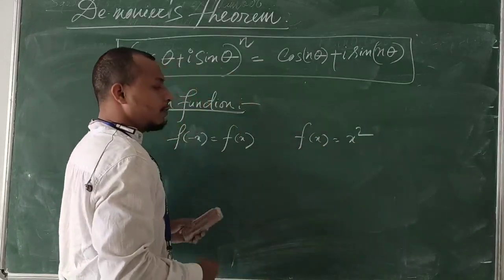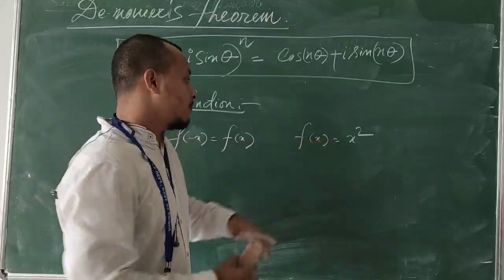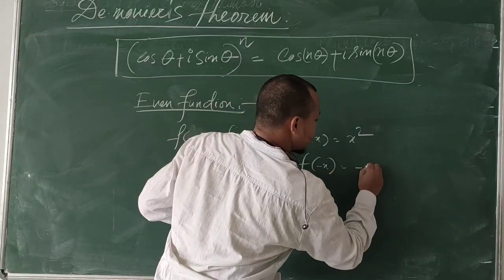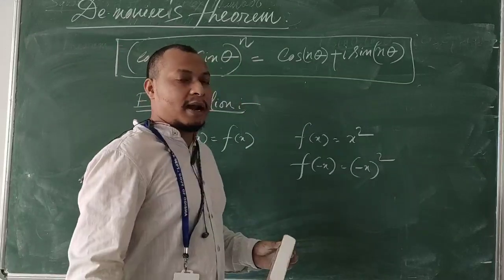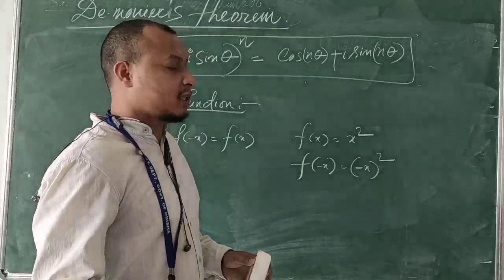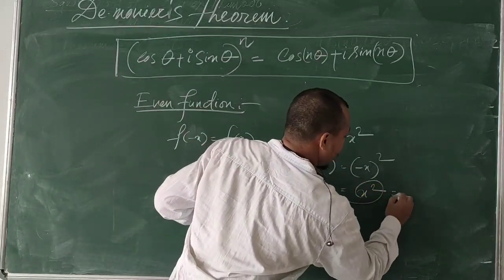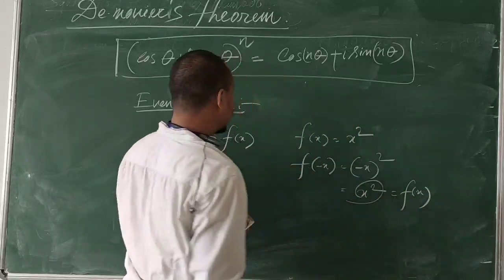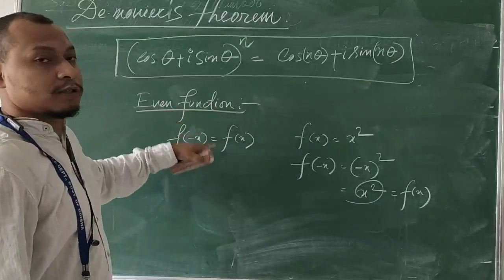If I replace x by minus x, what will you get? You will see f of minus x. So minus x whole square. Minus x into minus x is equal to plus x square. So it is plus x square. So it means we are getting the original function. It means f of minus x is equal to f of x. So this phenomenon of this kind of function is called what? Even function.